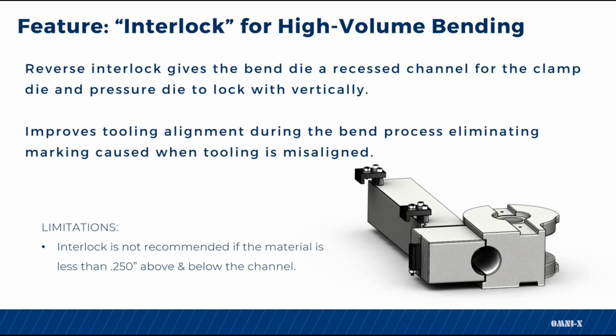Interlock or reverse interlock can be specified for high volume bending applications. As previously mentioned, reverse interlock gives the bend die a recessed channel for the clamp die and pressure die to lock with vertically. This improves the tooling alignment during the bending process and eliminates markings caused when the tooling is misaligned.